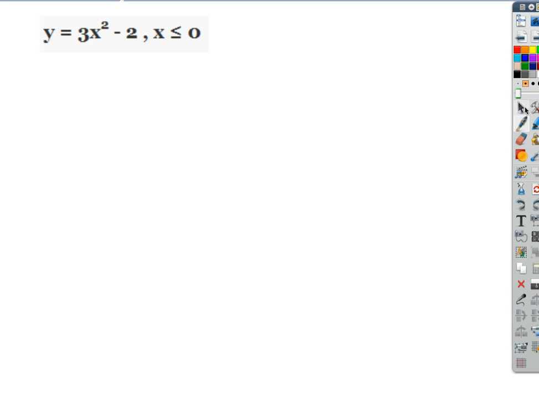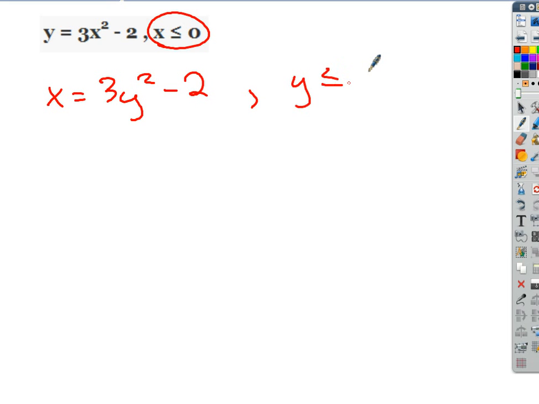So that means that not only does this become an x and that become a y, even this restriction over here has to be switched. So that's going to become a restriction in terms of y. So we end up with x equals 3y squared minus 2 with the restriction that y is less than or equal to 0. So y is non-positive, right? It could be 0 or negative.